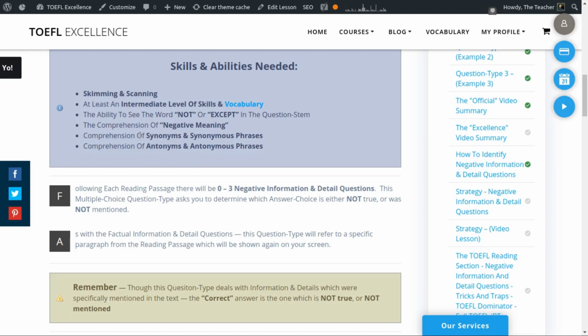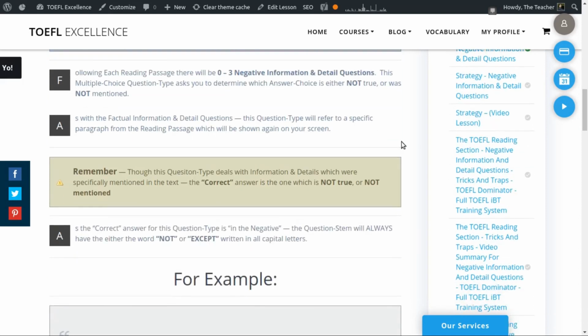Also, you'll once again have to understand synonyms, probably not antonyms, but it's possible that they will try to trick you with one of the answer choices by using something which is an antonym. But you will definitely have to recognize synonyms and synonymous phrases to be able to locate the answers which are correct, which is true information, because the so-called correct answer for this question type will be the answer that is not true. So let's quickly go over this once again.